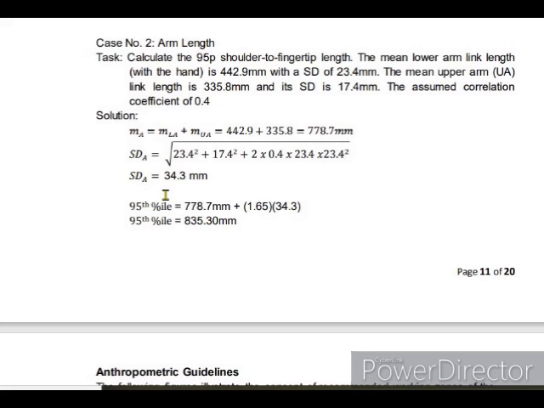Okay, so for the 95th percentile, we will just add to the mean that we got, 778.7 millimeters, plus the 1.65. So where do we get 1.65? Remember the table, okay? We can find it in the table. It corresponds to the 95th percentile. And 34.3 is what we got, the standard deviation. So the 95th percentile is 835.30 millimeters. So we should design the arm length to that, to fit all of the users.